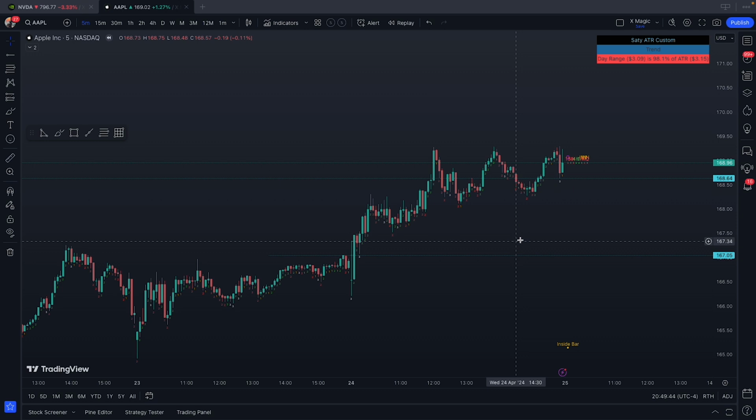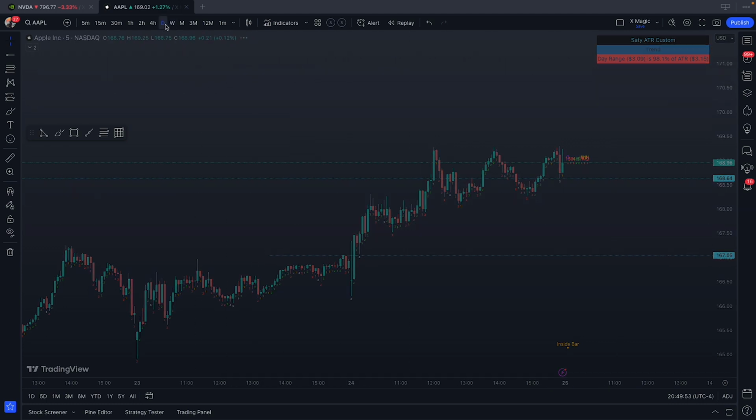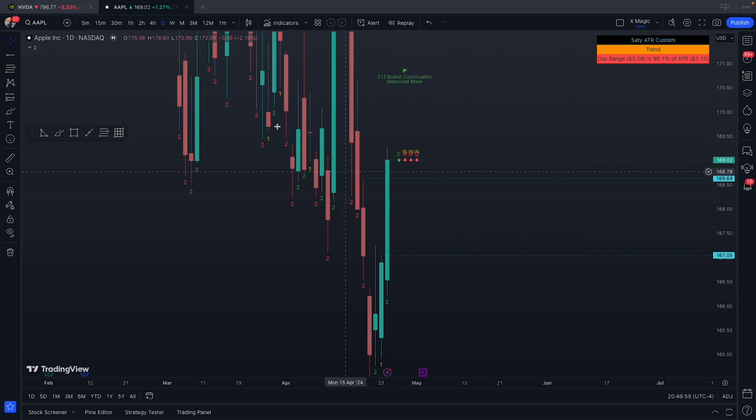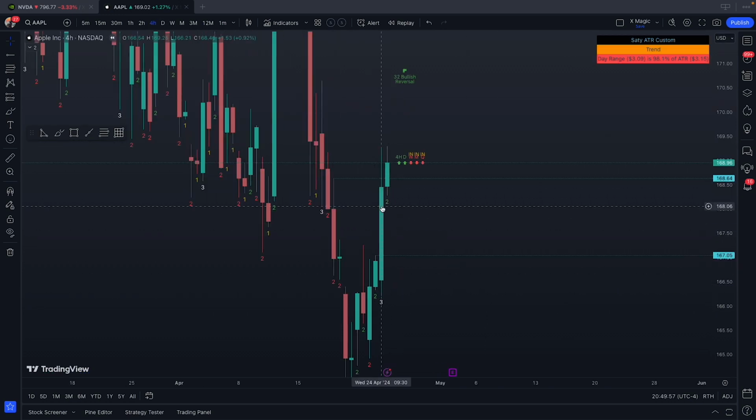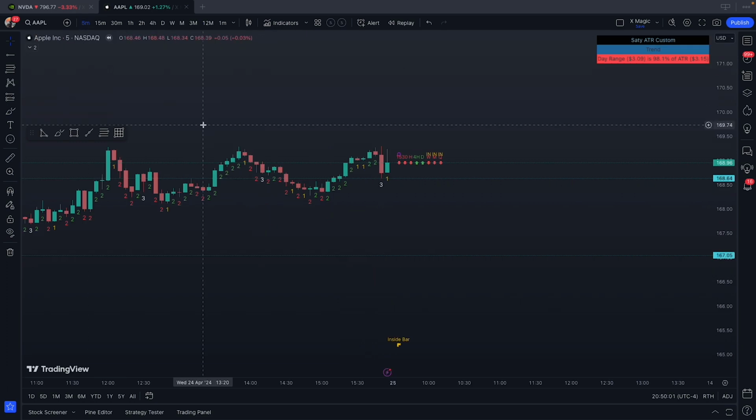A TTO just stands for triangle day out. It's in the ebook. It just stands for a pullback or a retracement before it continues in the direction of the trend. So clearly, daily bullish, 4 hour bullish. All I'm going to be looking for is a reversal back into continuity.